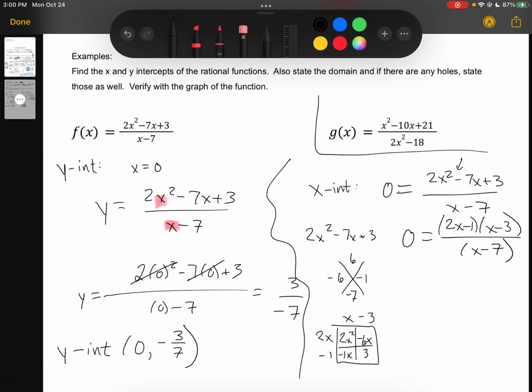So something that we can do now is just work through what we have and set our top terms equal to 0. So 2x minus 1 equal to 0, and then x minus 3 equal to 0. By doing this, we'll get 2x equals 1, and then x equals 1/2, and then we'll also get x equals positive 3. So the two x-intercepts that we have are 1/2 and positive 3 for our function here.